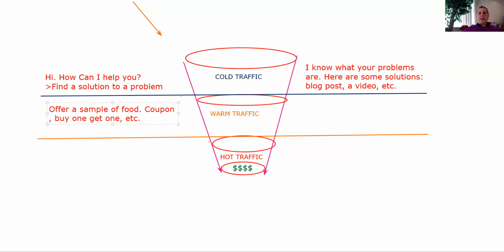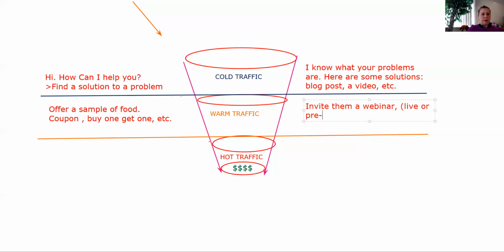right? Now, in the online world, you want to do the same thing. So when you're taking them from a position of where they've never heard of you down to warm traffic, your warm traffic is going to be invite them to a webinar, and this can be live or pre-recorded. You're going to offer value, more value. You're going to write an ebook, potentially. You're going to ship something of value to them.